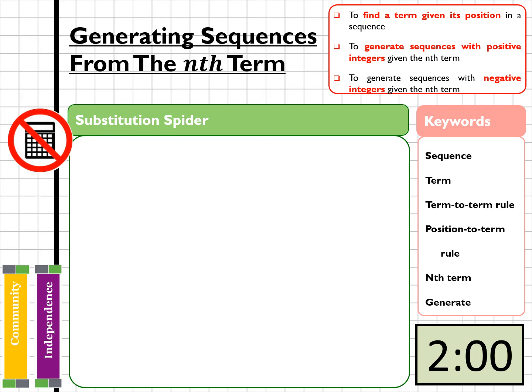Hello, and welcome to today's lesson on generating sequences from the nth term. To begin with, without a calculator, can you complete as much of the following substitution spider as you can? On your marks, get set, go.